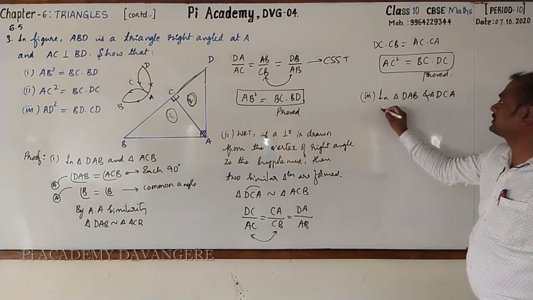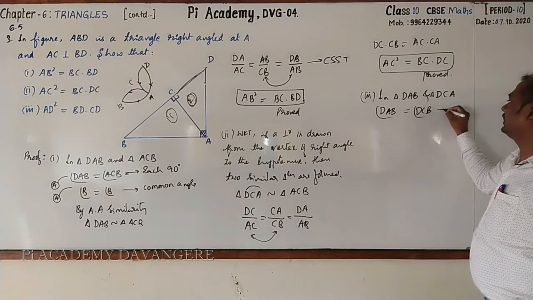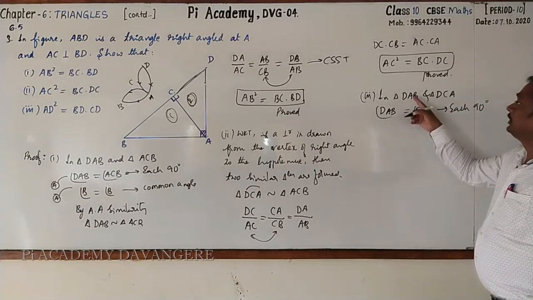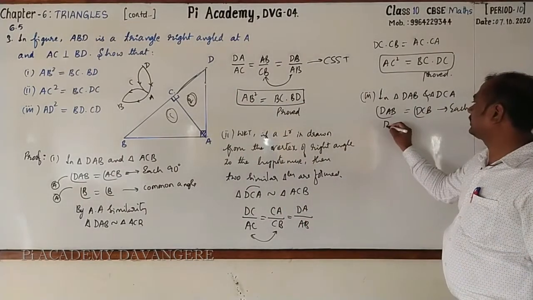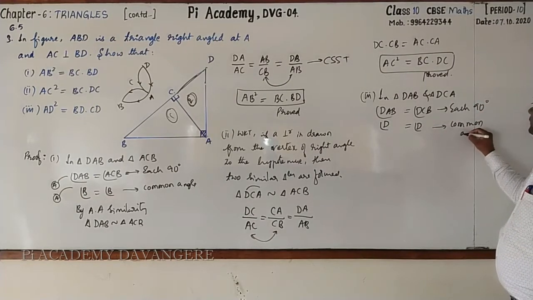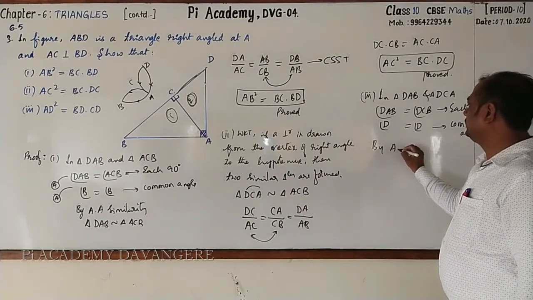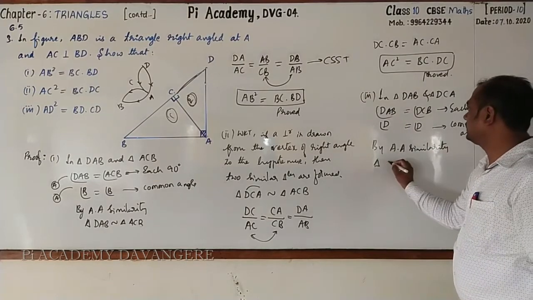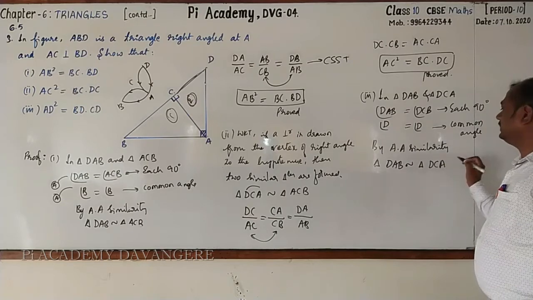In these two triangles, angle DAB is 90 degree and angle DCA is also 90 degree. You are right, each 90 degree. Then which is the common angle? Angle D is common. Alright. Angle D is equal to angle D, common angle. Followed. Next, by AA similarity, we can write triangle DAB similar to triangle DCA.